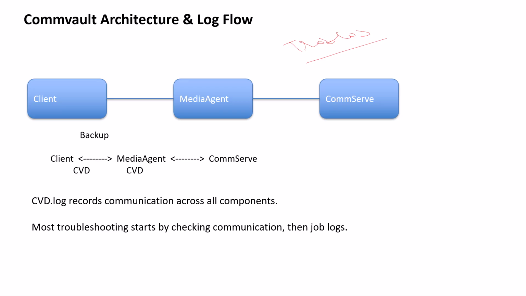Today's lecture is dedicated to the first troubleshooting part: what we need to check first for any backup job failure or restore operation failure. Here is the architecture diagram for you: client, media agent and CommServe. In our CommServe environment we have three main components: CommServe, media agent and client.